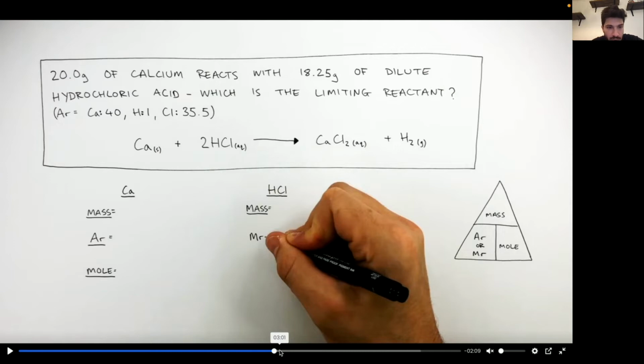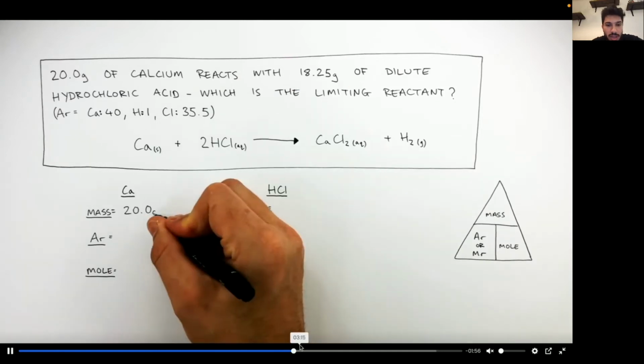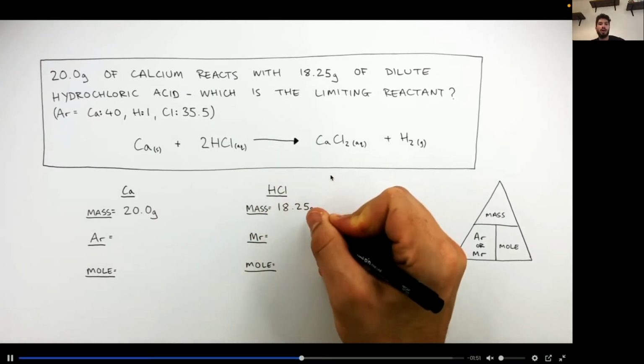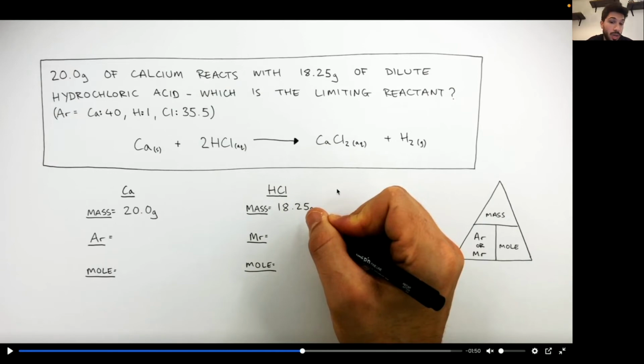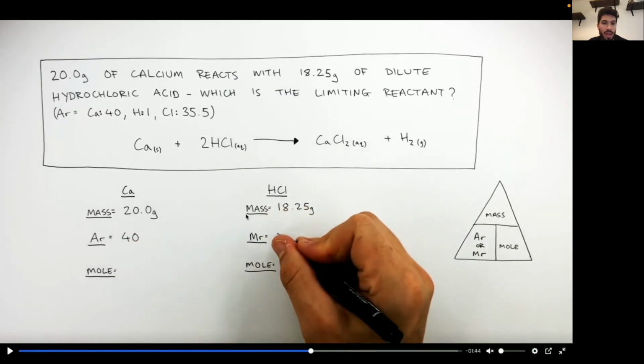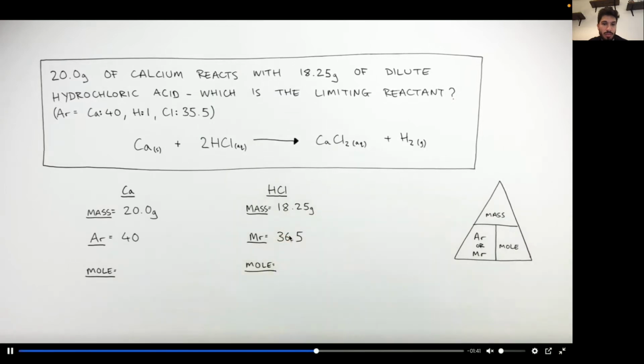And like I said, we do this technique: mass, Ar, mole, because it's a metal, and mass, Mr, mole, because we have a molecule here. And then we write in the information: there's 20 grams of calcium and 18.25 grams of dilute hydrochloric acid. Notice at this point you haven't got any marks, but it's going to help you get the marks. So now the Ar of calcium is 40, and the Mr of hydrochloric acid is 36.5.